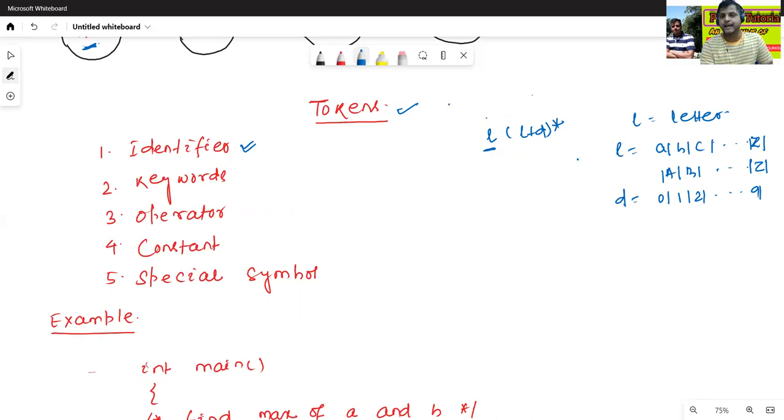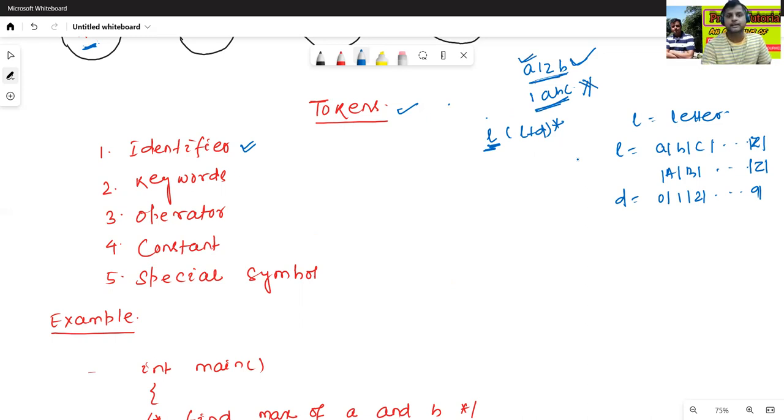So that means every identifier must start with a letter. For example, A12B: is this an identifier or not? Yes, it is an identifier because this string starts with A, a letter. Now suppose 1ABC: is this an identifier or not? No, because this string does not start with a letter; it starts with a digit. So the second one is not an identifier, and the first one is an identifier. So identifier is one token.